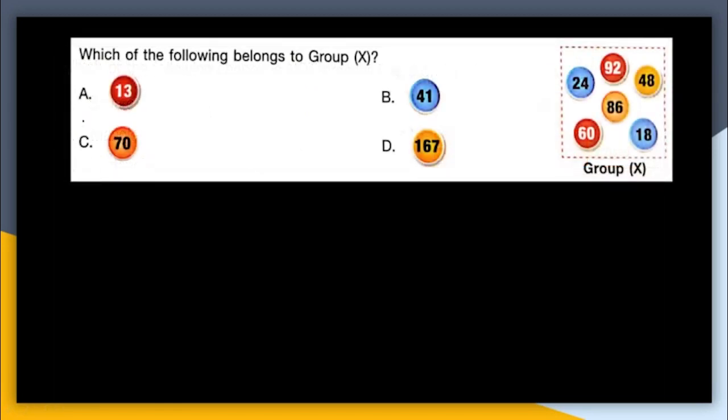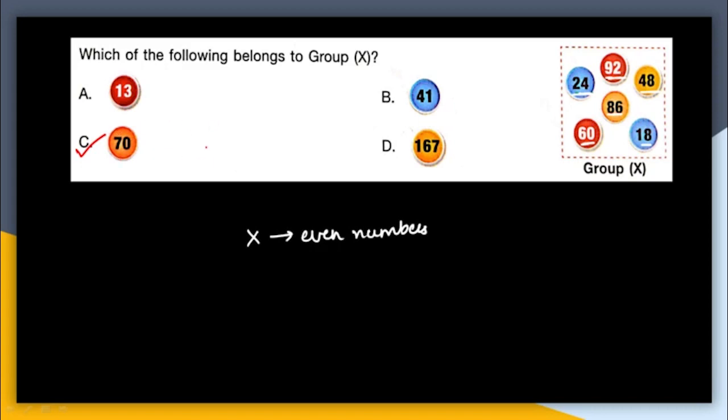Next question. Which of the following belongs to group X? Can you see something common about the numbers given in the group here? You have 24, 92, 48, 86, 60 and 18. All the numbers in this group X are even numbers. That is one thing that you can see which is common about all these given numbers. So which of the given options can belong to group X? It obviously has to be option C, 70, because that is the only even number in the given options. So your correct answer has to be option C, 70.